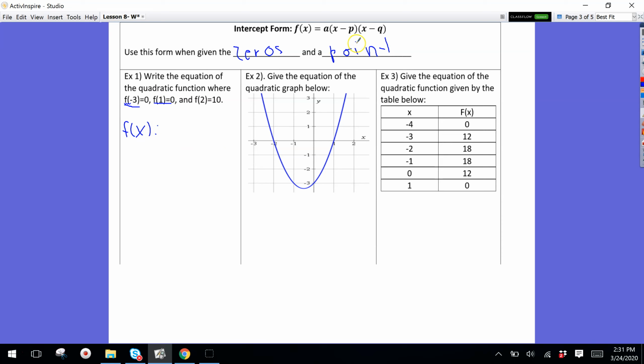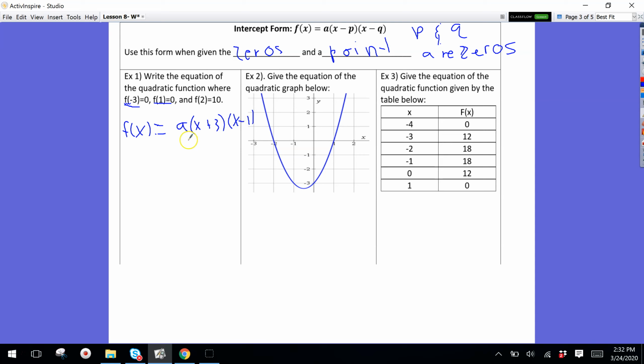So if I'm plugging it into my equation here, it says x minus p and x minus q. So p and q are the zeros here. So my zeros here are negative 3 and 1. So I'm going to write an equation as a times parentheses x minus negative 3. So again, here I have a minus in my equation, so it's the opposite sign, so plus 3. And then x minus 1.